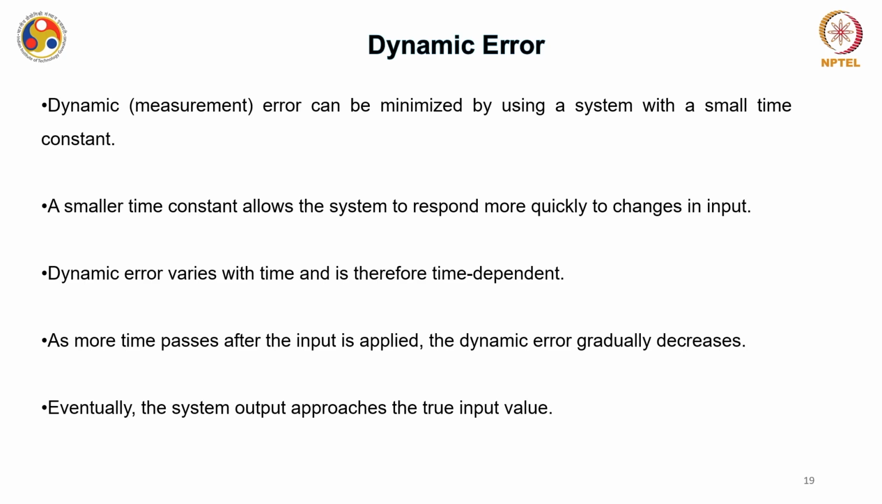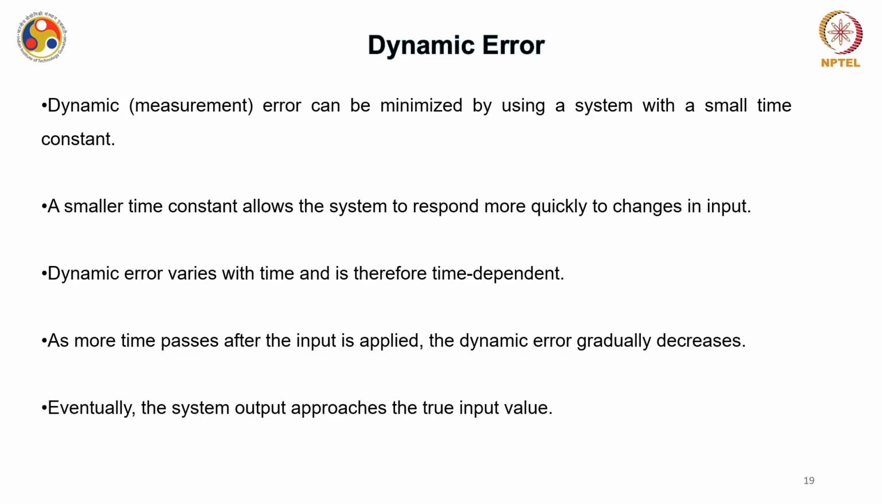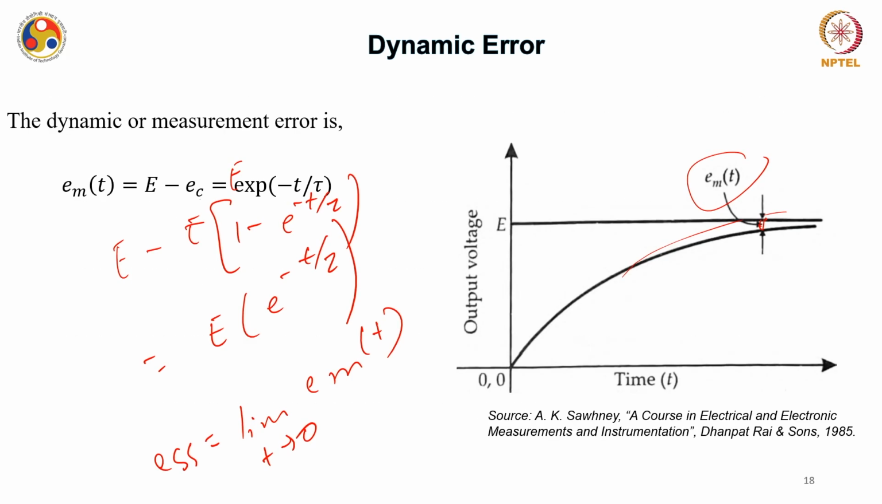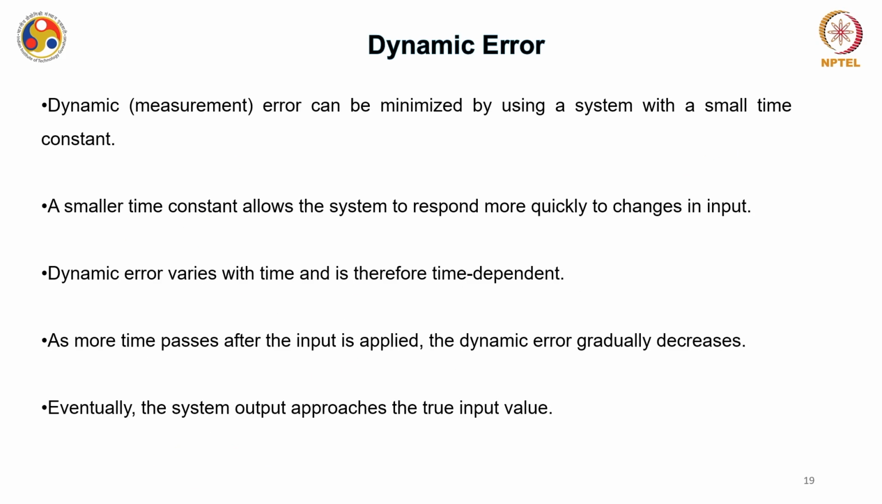Now dynamic error can be minimized by using a system with a small time constant. A smaller time constant allows the system to respond more quickly to any change in the input. Dynamic error varies with time and is therefore time dependent, and as more time passes after the input is applied, the dynamic error gradually decreases. With time it will decrease. Eventually the system output approaches the true input value, and that is how the steady state error is calculated.